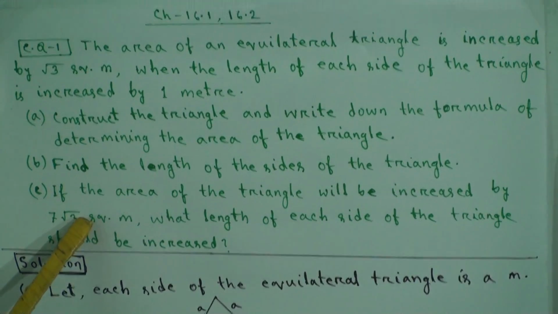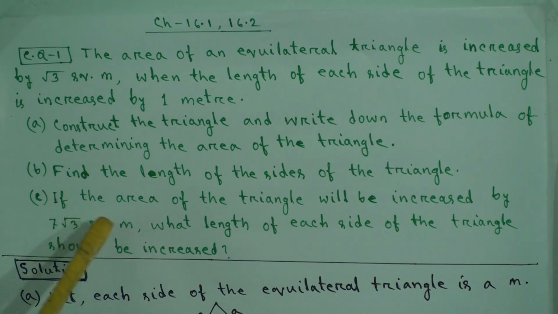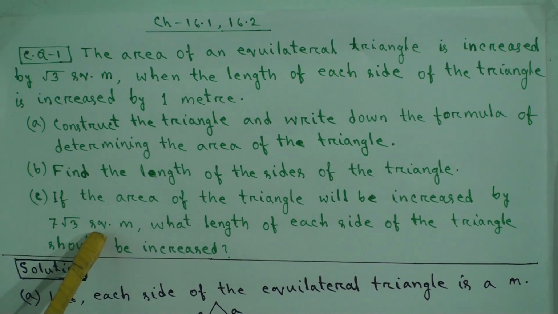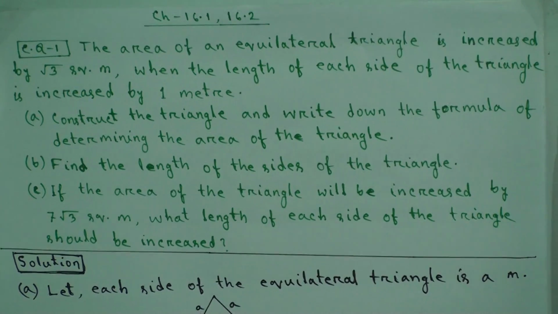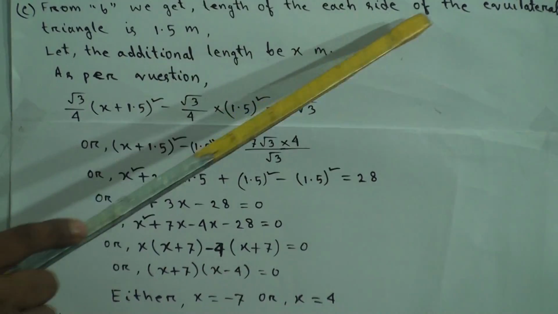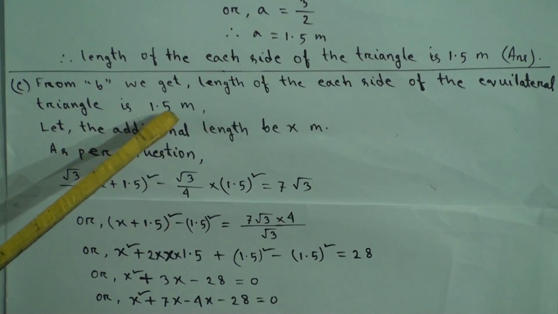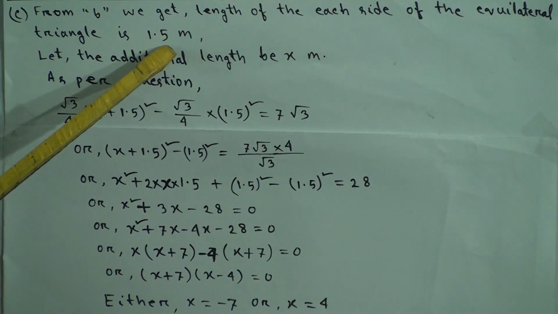Here the question is, if the area of the triangle will be increased by 7√3 square meter, what length of each side of the triangle should be increased? The area of the triangle will be increased by 7√3 square meter, and for that the length of each side of the triangle should be increased. What length of each side of the triangle should be increased? Here from B we get the length of each side of the equilateral triangle is 1.5. We have found that the value of a is 1.5. So we can write each side of the equilateral triangle is 1.5.